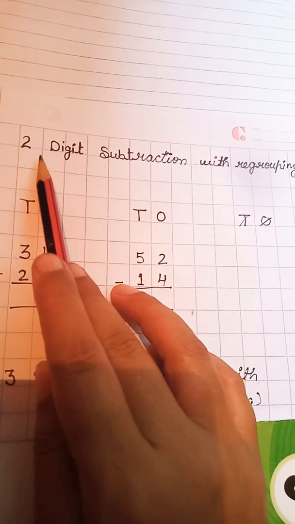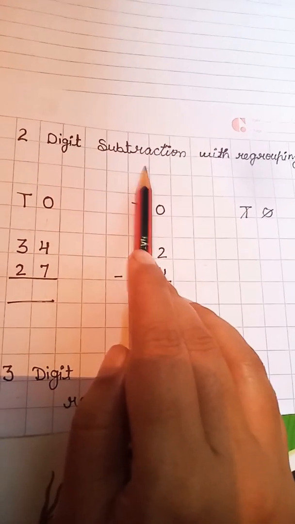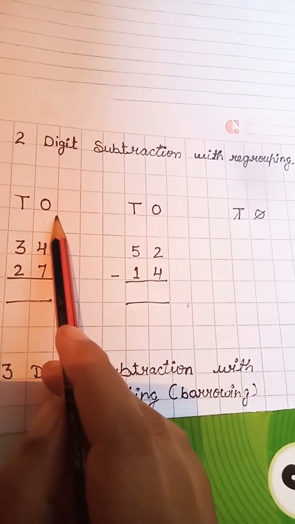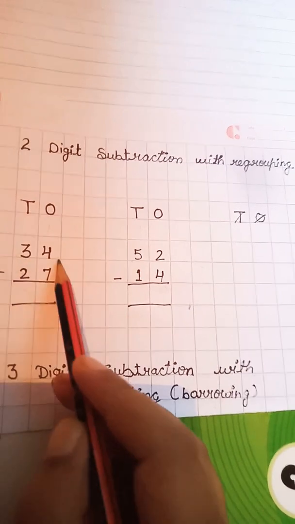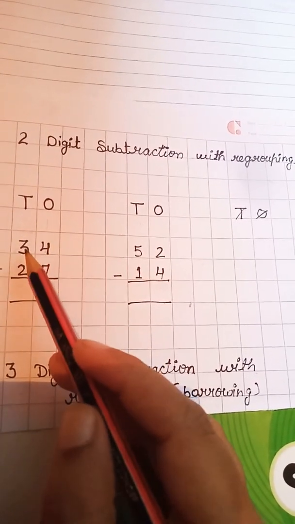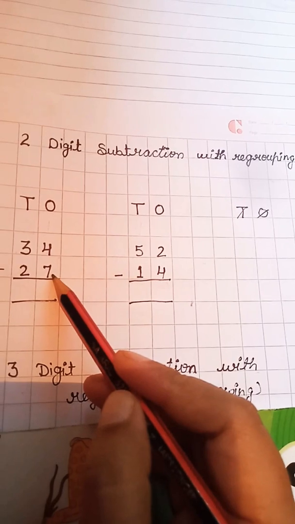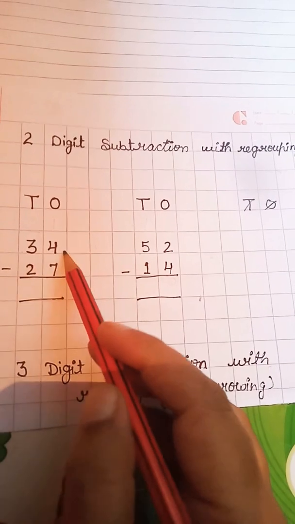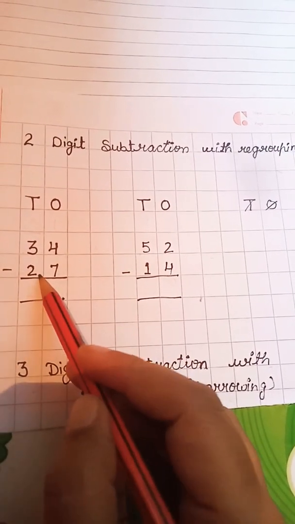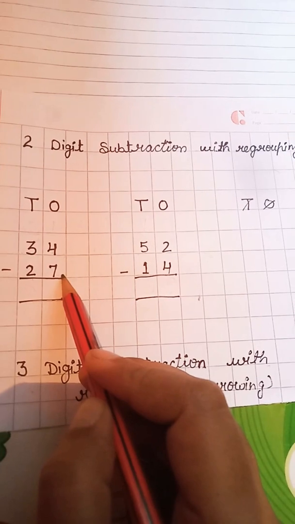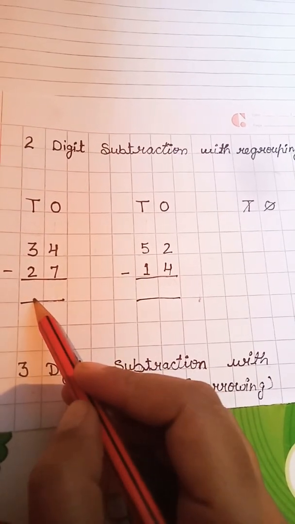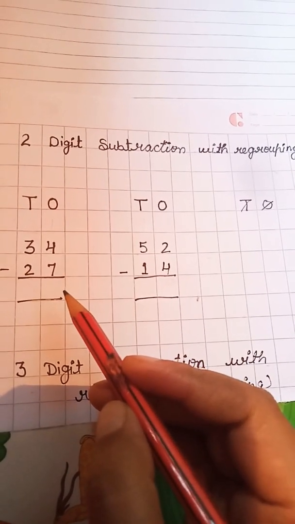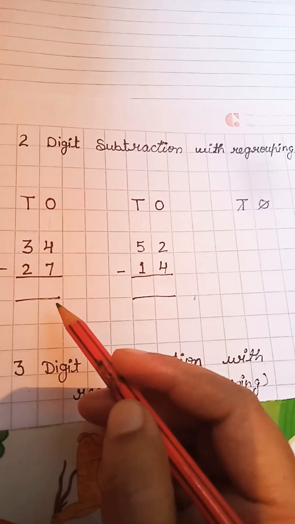Now, today we have to learn two-digit subtraction with regrouping. Regrouping means borrow. Ones, tens. 34 means 4 ones, 3 tens. 27 means 7 ones, 2 tens. 34 minus 27 is equal to how much? Let's find out.